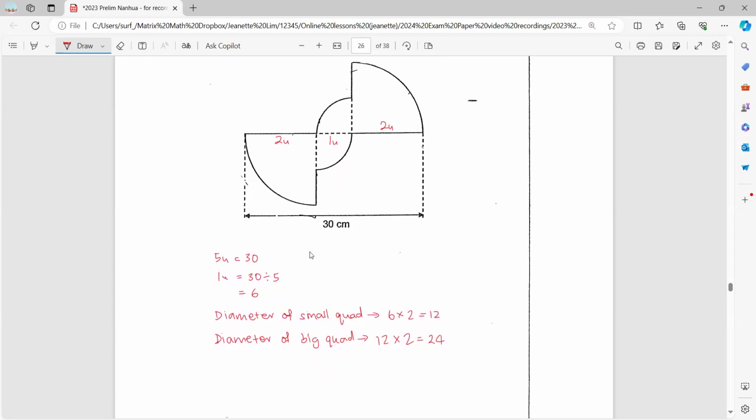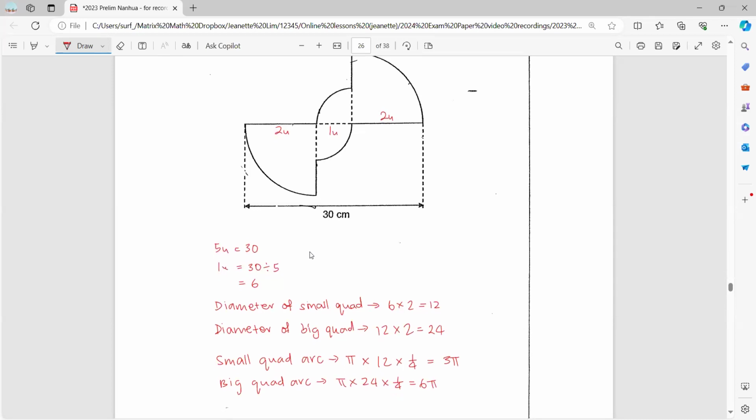Next, let's find one small quadrant arc. A quadrant arc is like the circumference but a quarter of it. So pi times 12 times 1/4. This will give us 3 pi. Then we want the big quadrant arc, which will be pi times 24 times 1/4, so 6 pi.